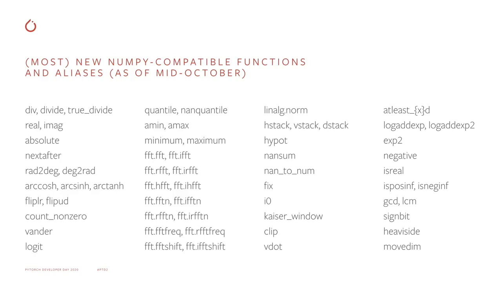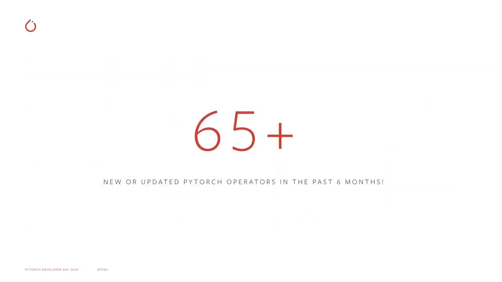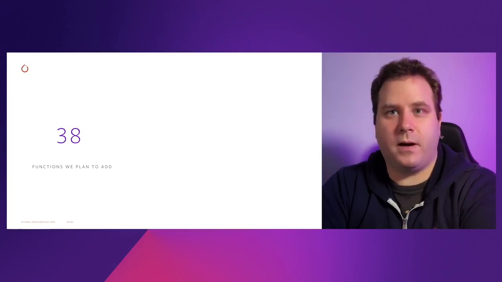We also updated some operators, like division, for example, in PyTorch is now compatible with division in NumPy and Python 3, always performing a true division instead of sometimes performing an integer division. In total, we modified over 65 operators in PyTorch 1.7. Now, where are we going? Well, in PyTorch 1.8, we expect to add or modify another 38 operators.